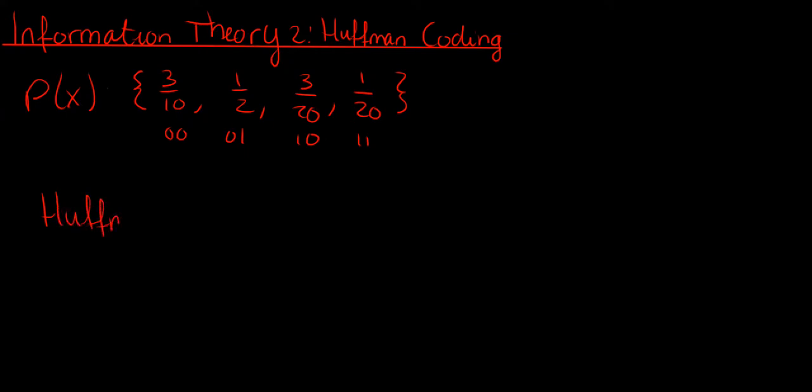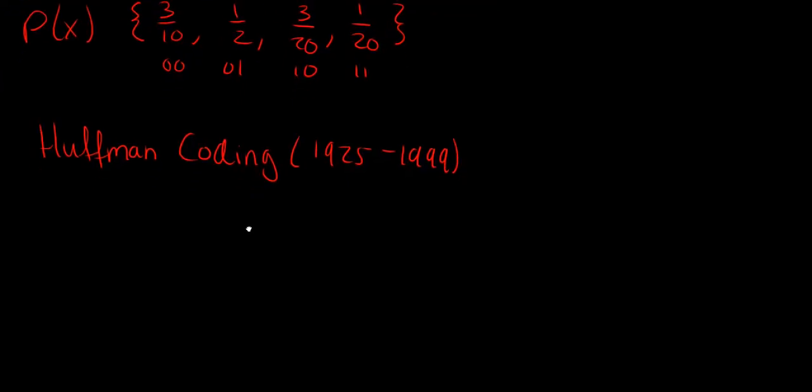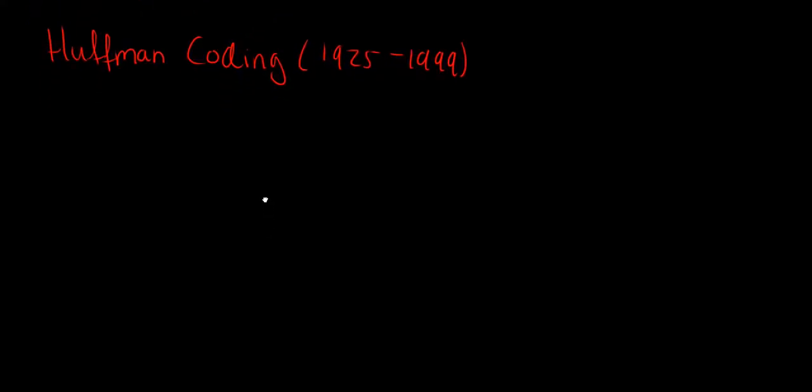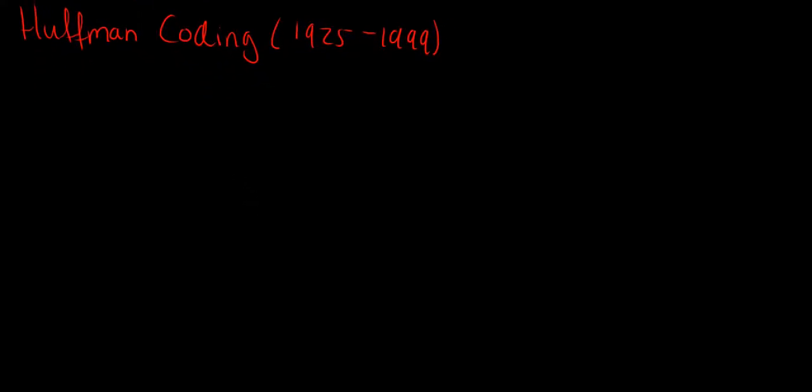Huffman coding was named after David A. Huffman, who lived from 1925 until 1999. He developed this coding to obtain the most optimal one, or optimal one thus far, and it goes as follows. First, you write down all the probabilities in descending order.